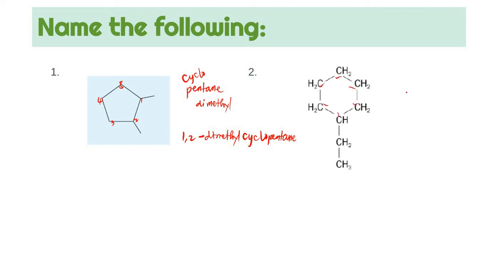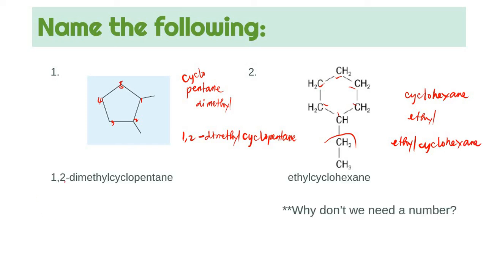How many carbons? 1, 2, 3, 4, 5, 6. So this is a cyclohexane, and your branch is an ethyl. So it is ethylcyclohexane. Yeah, we got it right.